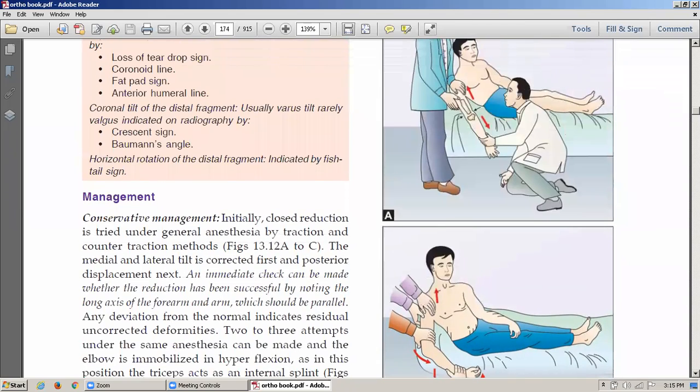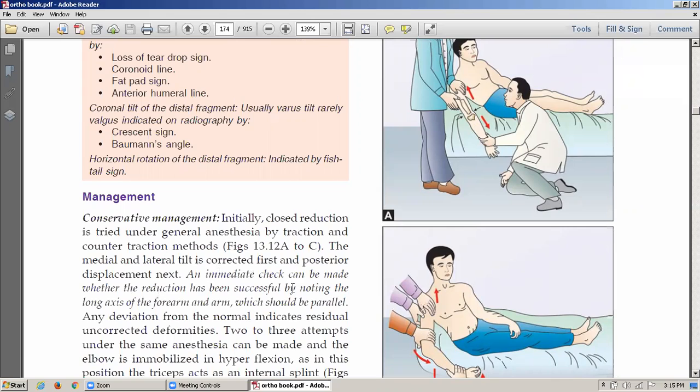And A, that is the longitudinal traction is given with the posterior and medial tilt. So management is conservative management. Firstly, initially closed reduction is tried under general anesthesia by the traction and counter traction methods, as seen in this diagram. The medial and lateral tilt is corrected first and the posterior displacement is next.